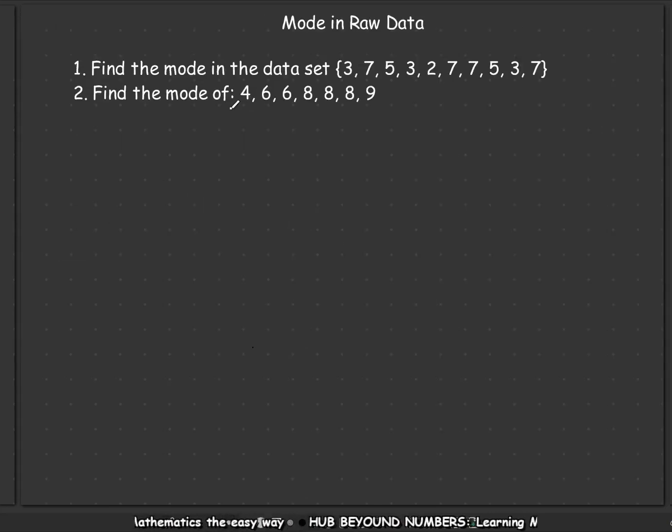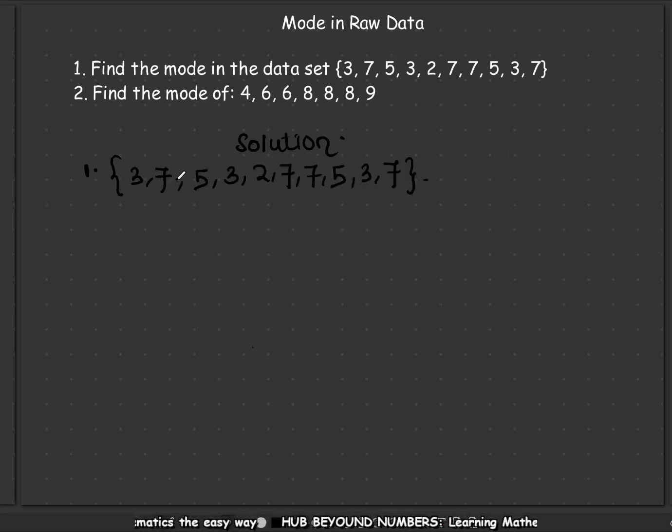Starting with this first example, we want to look for the mode of raw data. Our first question is we have to find the mode in the data set. In the data set, we have 3, 7, 5, and all of this. So we want the mode. Our solution is going to be writing out our data set. We have 3 and then 7, 5, all of this over here.